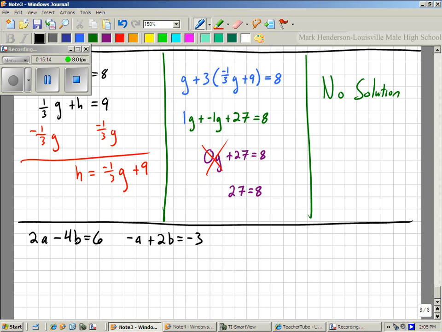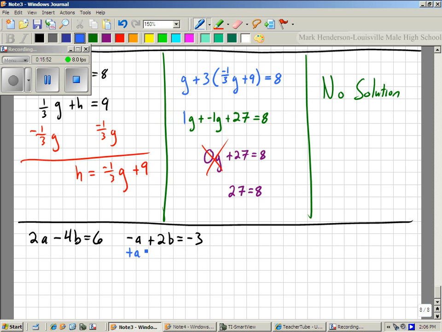Can anybody see anything special about these two equations before I even get started? Okay, so if you multiply the one on the right, you don't just multiply it by 2, you multiply it by negative 2, and you get the one on the left. Does everybody agree with that? You don't? Okay. You're shaking your head now. Okay. All right, so let's go ahead and solve this one.